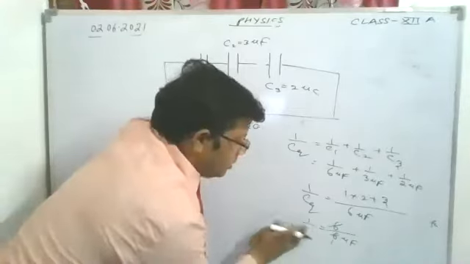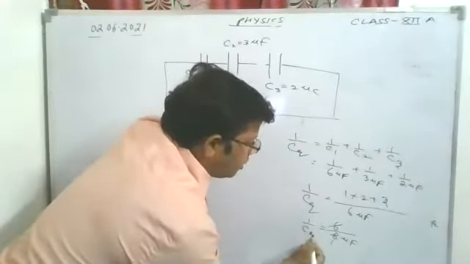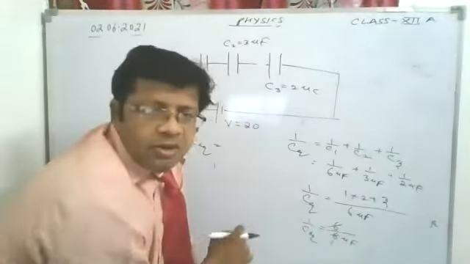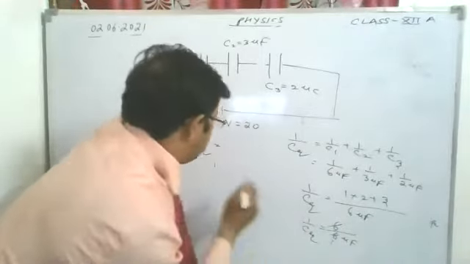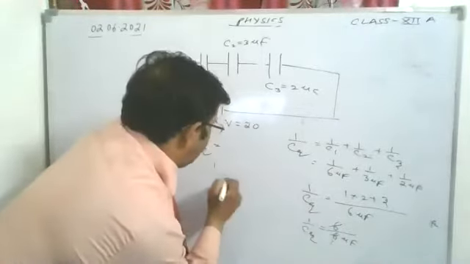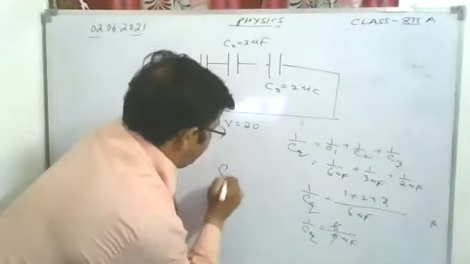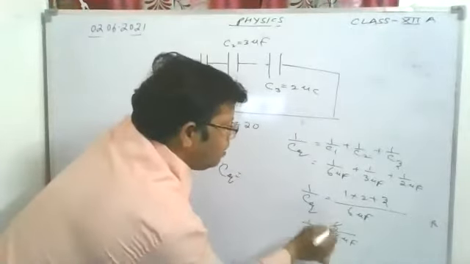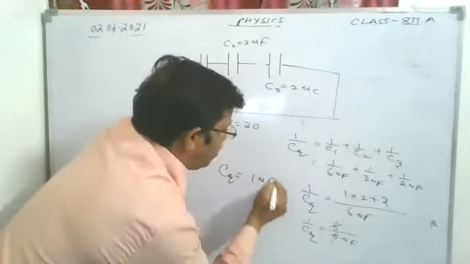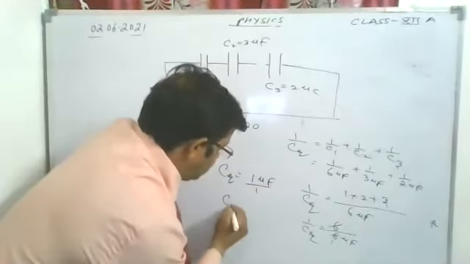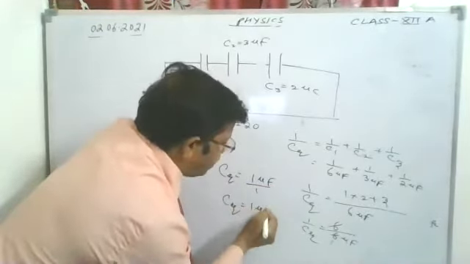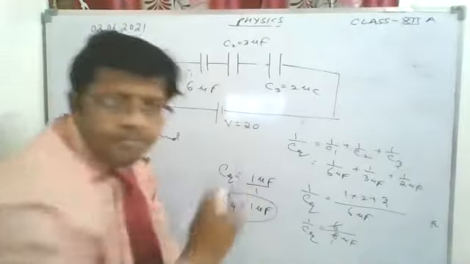C equivalent. That is the equivalent capacitance of the circuit. So you have to revert this equation. You write here, by reverting this equation, we get C equivalent upon 1, that is C equivalent is equal to 1 microfarad by 1. That is, C equivalent is equal to 1 microfarad, the equivalent capacitance.